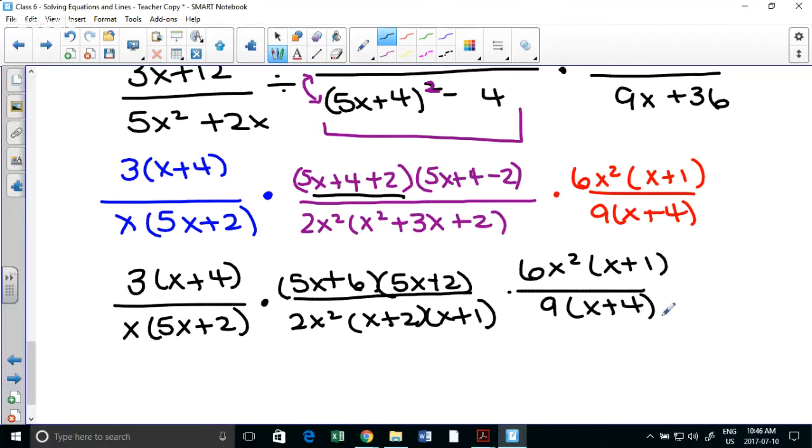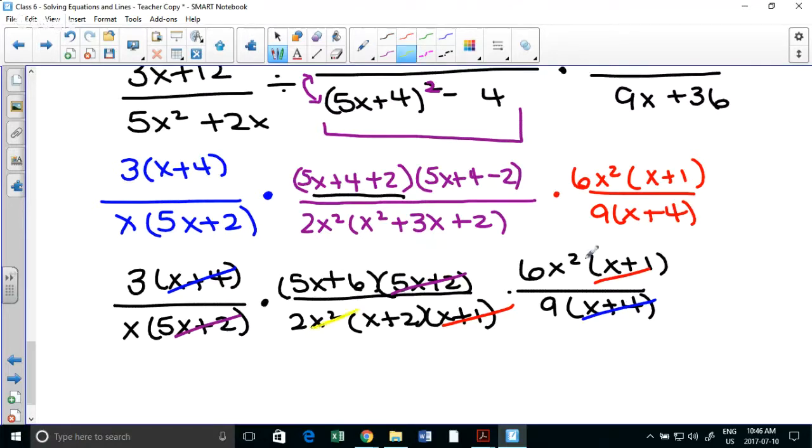Now you're playing a canceling game. So essentially, you're looking for common factors. So here I have an x plus 4. Here I have an x plus 1. Here I have a 5x plus 2.